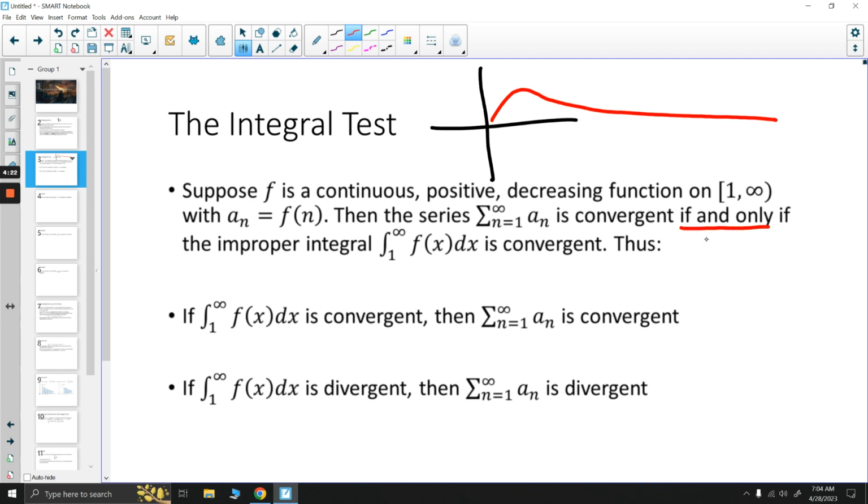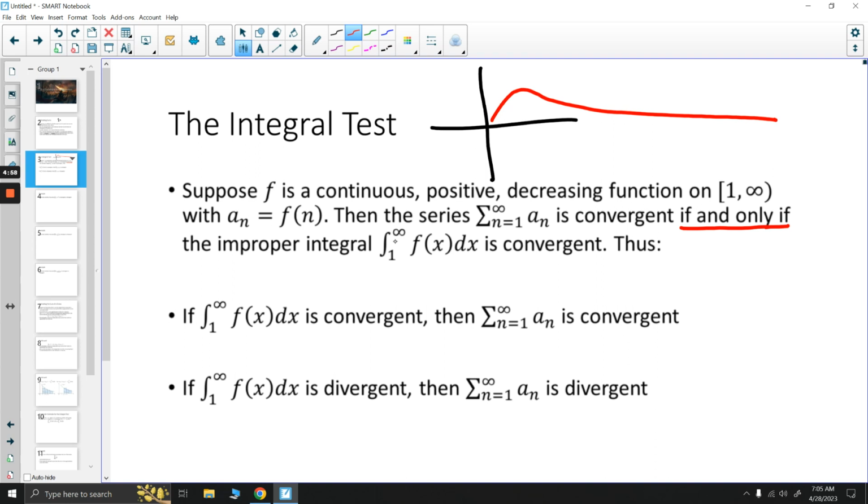When we see this if and only if statement, what that means is it's true both ways. The way it's written, if we can show that the series is convergent, then the improper integral is also convergent. But more importantly, if we can show that this improper integral is convergent, then our series is convergent. That's what an if and only if statement means: we can read it either way. So if it's easier to show that this is convergent, then we can show that this is convergent.